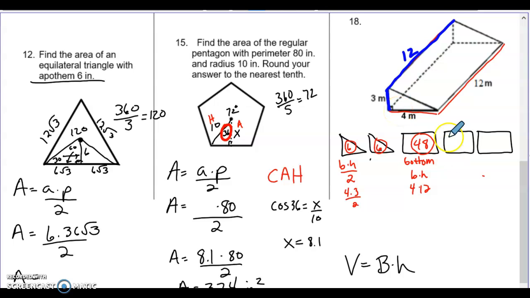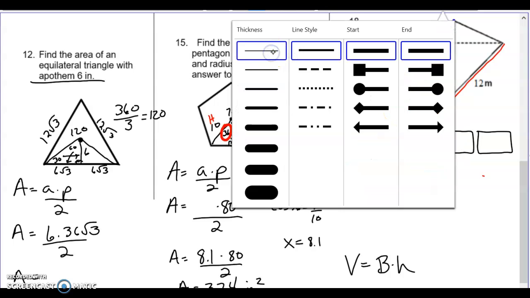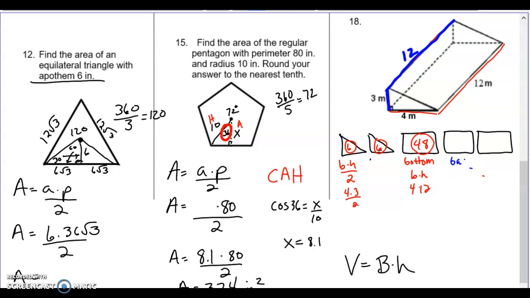We'll call that the back. And that is also base times height, and it's 12 times 3. So the back then would be 36.